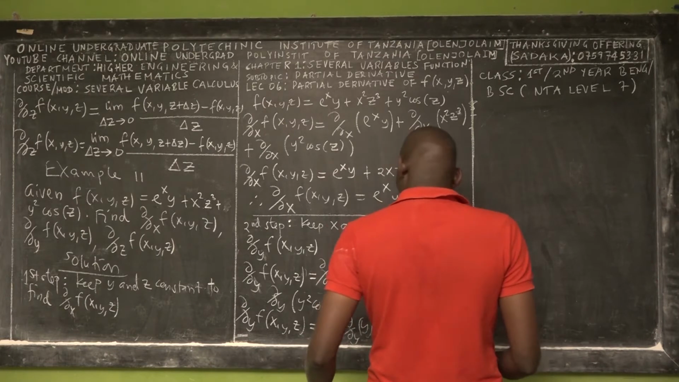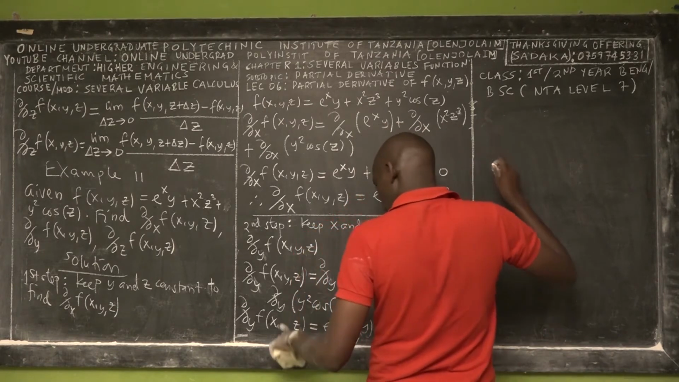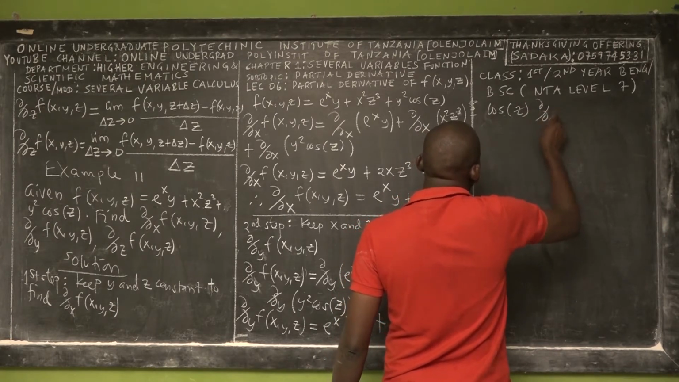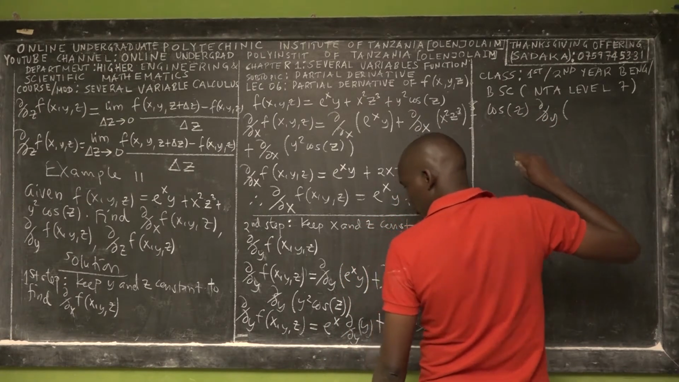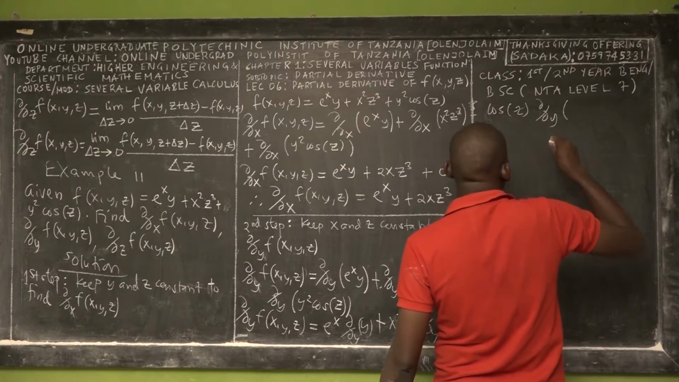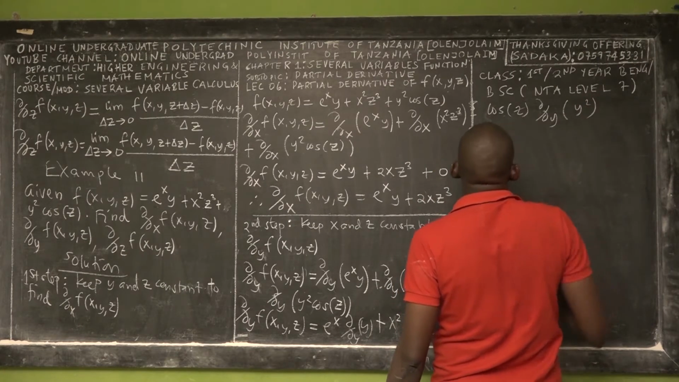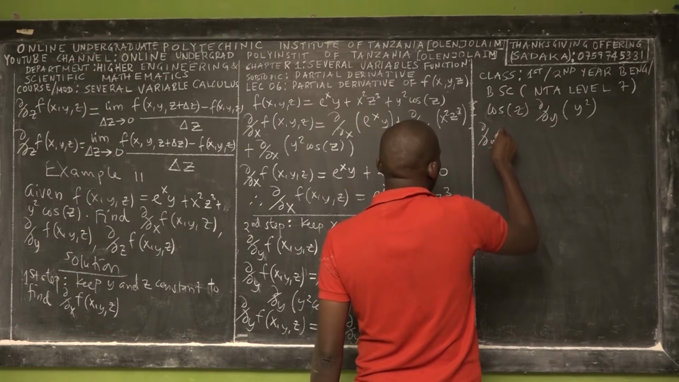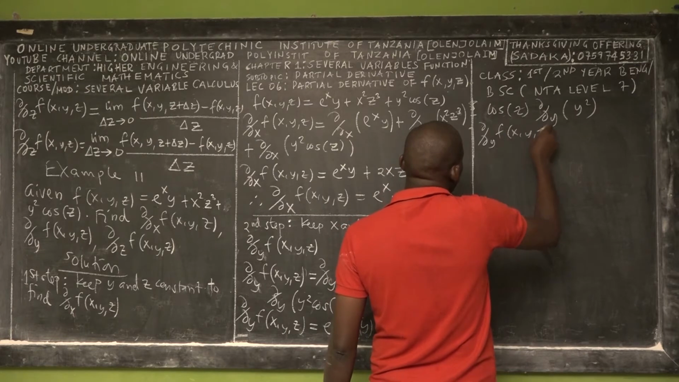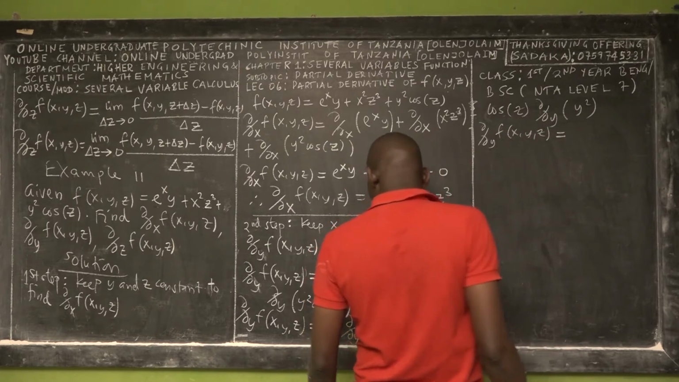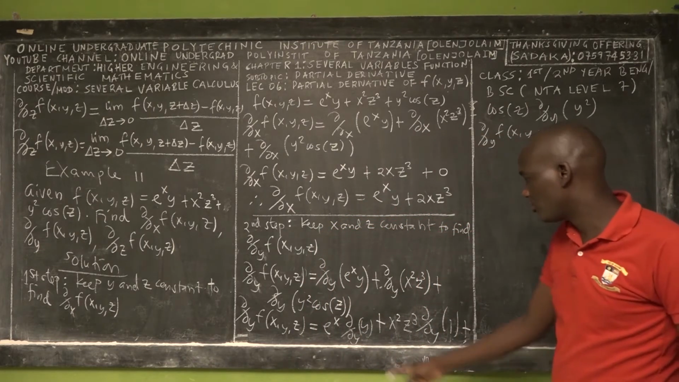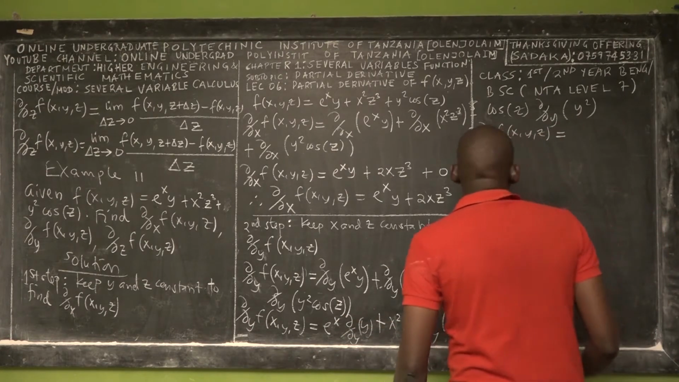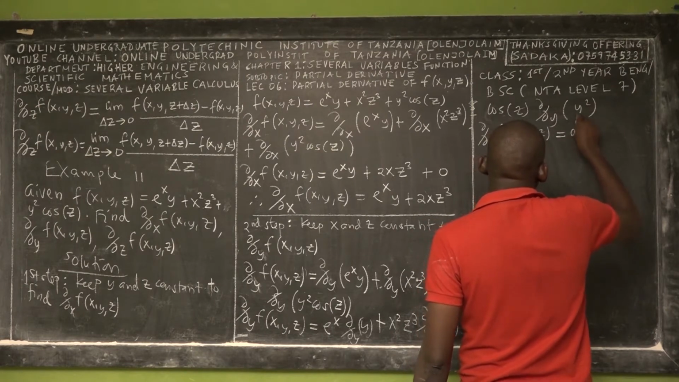So then plus what? The next part: cos of z is constant here, then the partial derivative with respect to y of y squared. So then we say that the partial derivative with respect to y of f of x, y, z, this is equal to what? So here you have e to the x, we differentiate x y with respect to y, so you get x. So it's equal to x e to the x y.